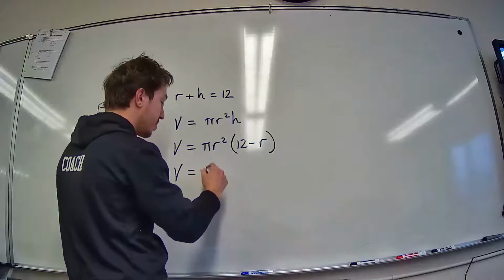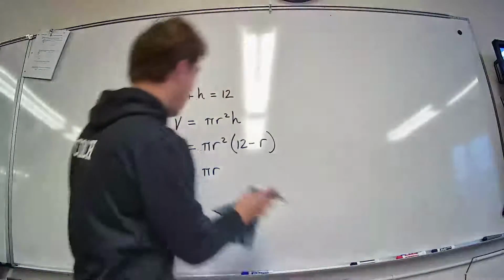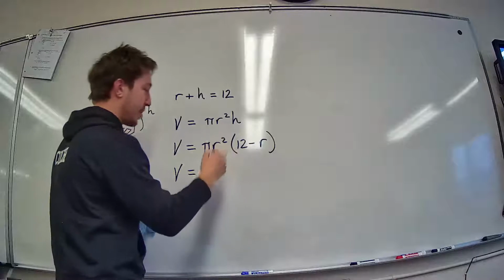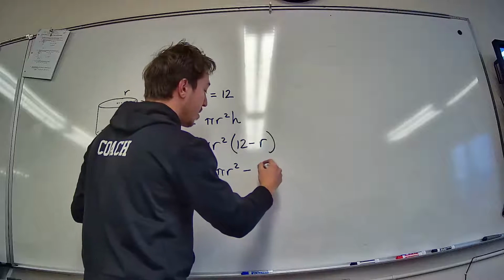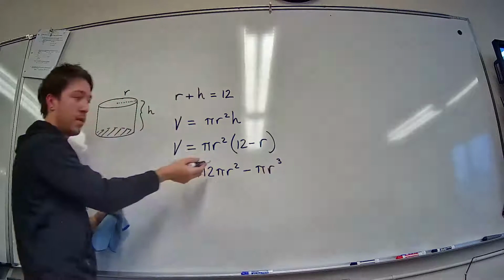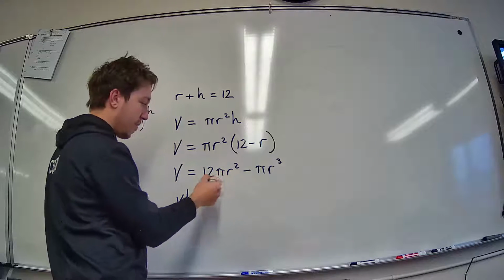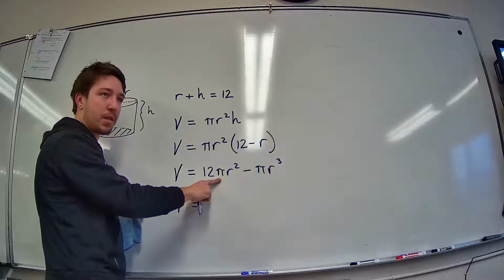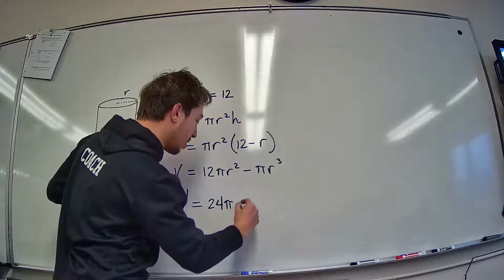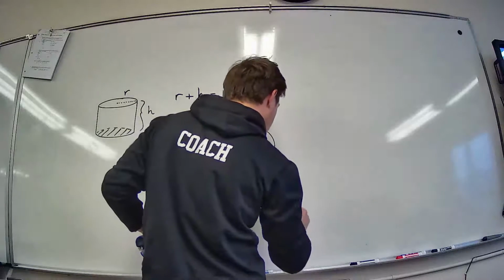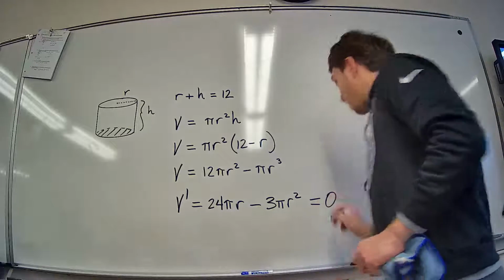You probably want to rewrite it first. Sorry, I made a mistake. There's 12, I kind of mixed up in my head. 12 pi r squared minus pi r cubed. That distribution makes sense? The derivative would be, don't be scared of this pi, it's not a variable, it's just a number. 24 pi r minus 3 pi r squared. Exactly. Set that equal to 0.